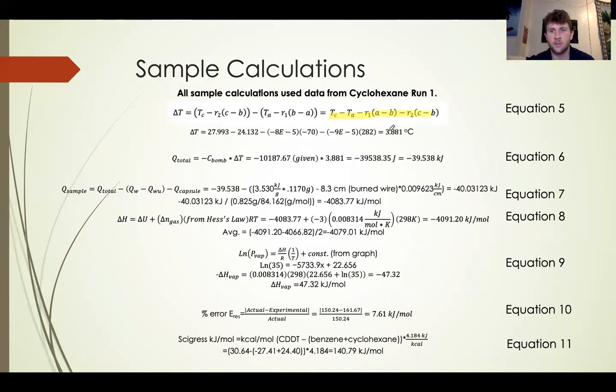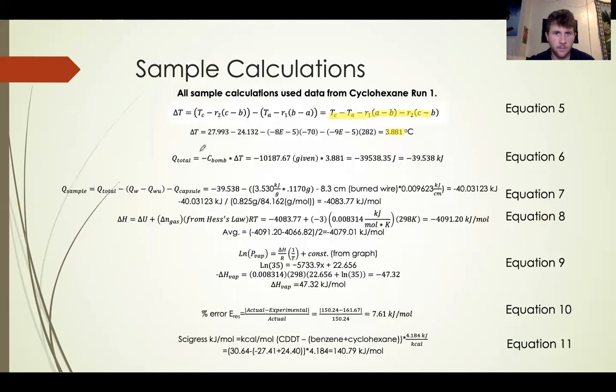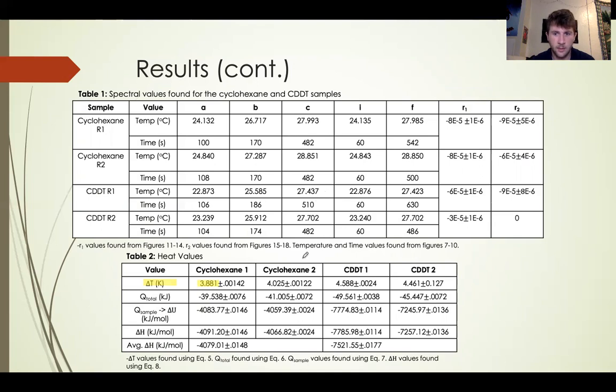This is the sample calc, so this is how you found the 3.881 value for cyclohexane run 1. Now the Q total, that's here. It's related directly through this equation. Now with the sample, you have to do the Q total minus the heat for the wires and the heat of the capsule, because this is for the cyclohexane. This is not existent for CDDT. So that's where you find the negative 4,083.77 value. That's right there.